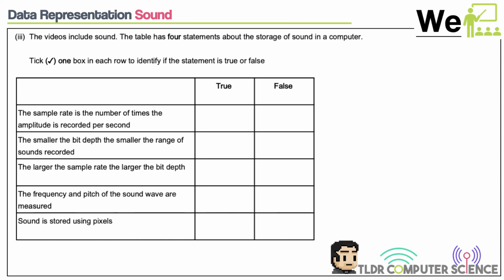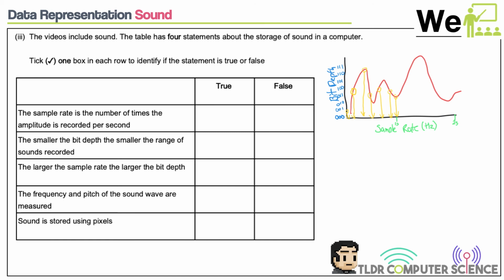Here we go. Here are a bunch of different questions now applying to sound, and we've got to figure out which one do we think is true or not true. So let's have a look. I've copied over our little diagram from before so we can recognize what we're talking about. The sample rate is the number of times the amplitude is recorded per second, where amplitude is another word for the height of it. Does it do that? Yes, it does. So that's a true statement, because that is how often it's going to sample it. The higher the sample rate in hertz, the more times per second.